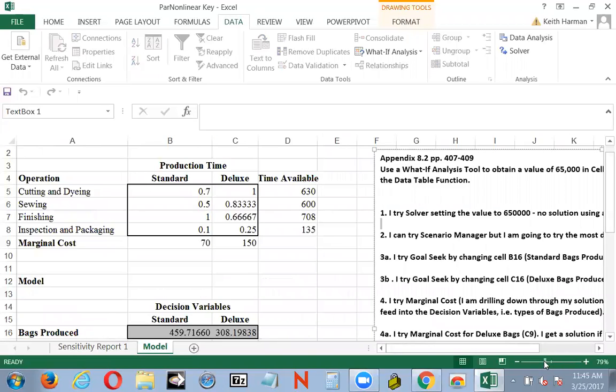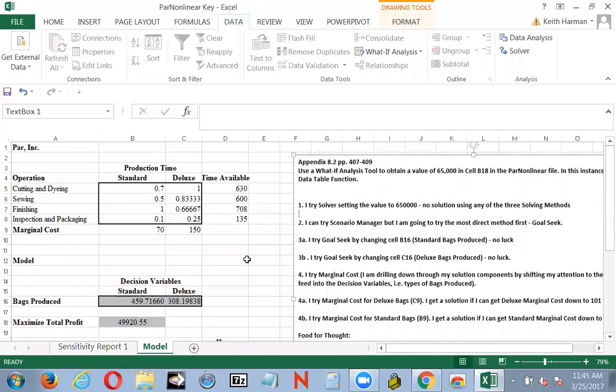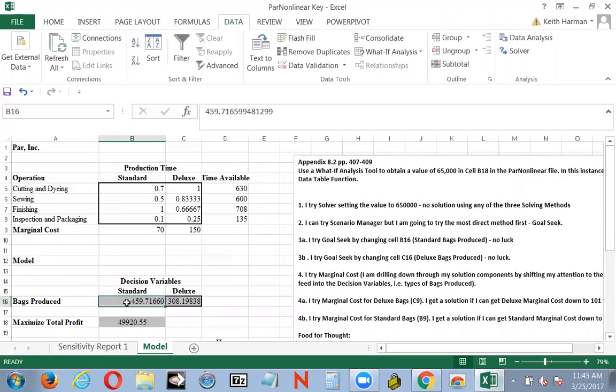Let me take this down just a hair so you can see a little bit better. Now, I'm going to sell B16, the standards. I tried to, first of all, change how many bags I'm going to produce. That didn't work. I tried changing the number of deluxe bags produced, okay? And then I decided, okay, let's try marginal cost. So I'm going to start with the marginal cost for the deluxe bags, which right now is at 150.